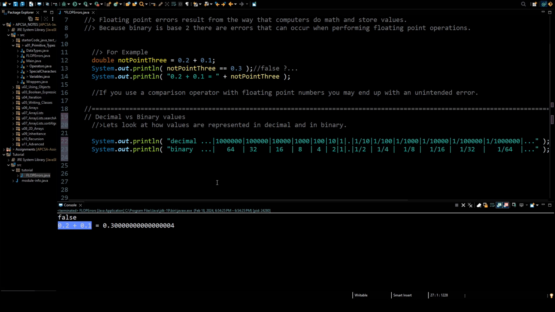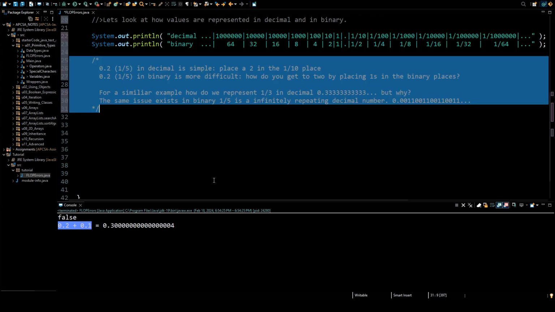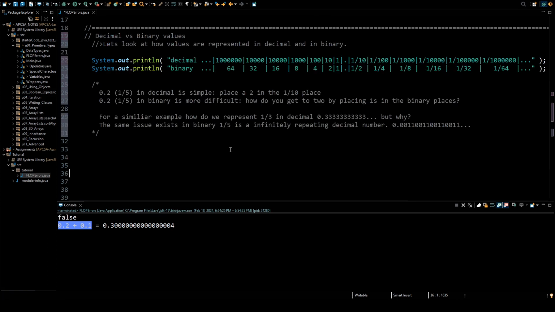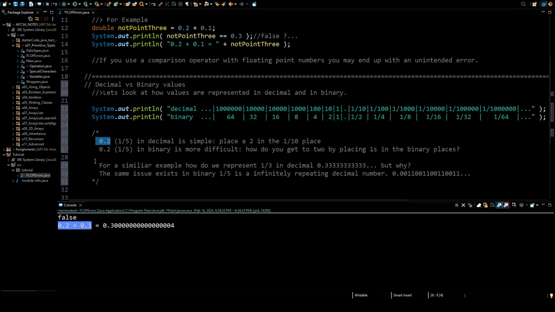And so here's another good example of how we might deal with this. If we look at 0.2, that's 1/5 in decimal. It's simple. You place a 2 in the 1/10th place. 0.2 in binary is more difficult. How do you get 0.2 by placing ones in the binary places? Well, we run into an issue. 1/5, none of these really work.